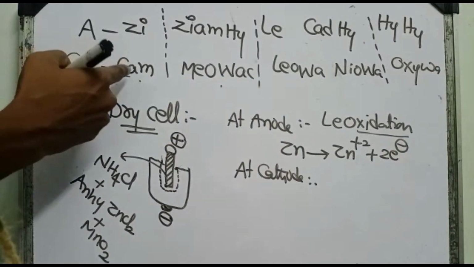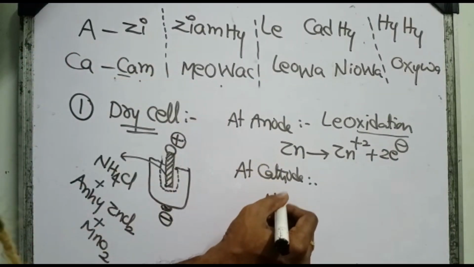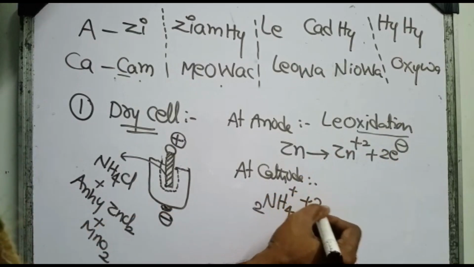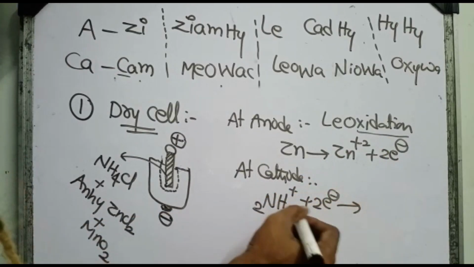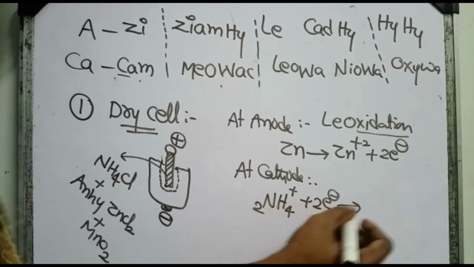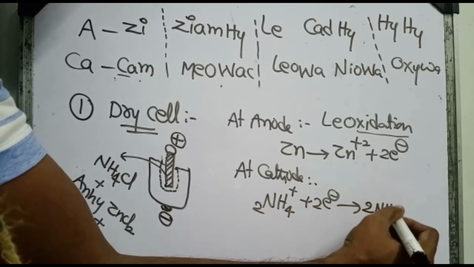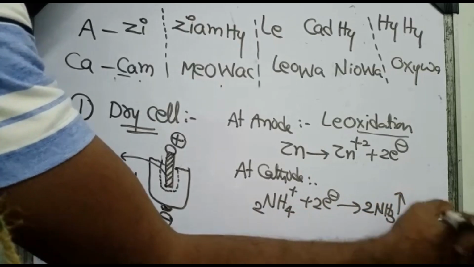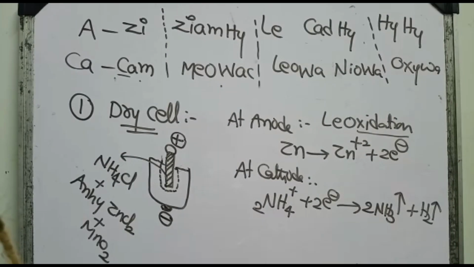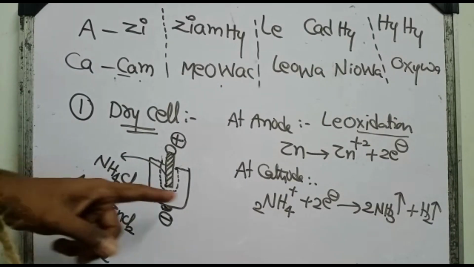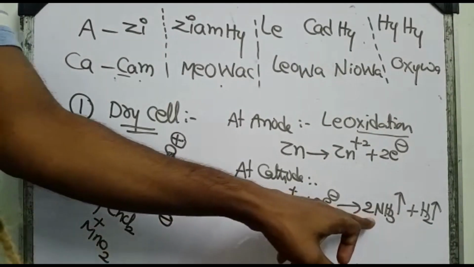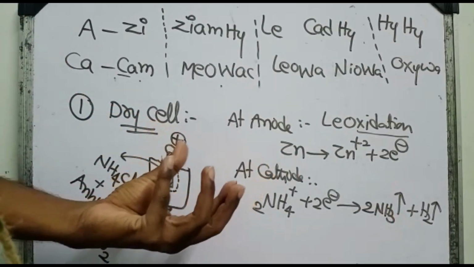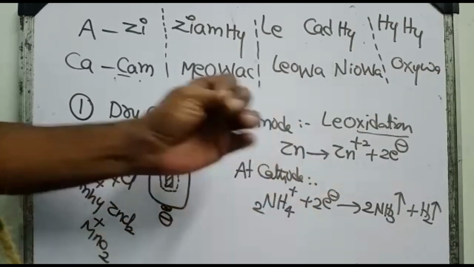Next, at the cathode, whatever comes outside is absorbed by the cathode. Here, ammonium acts as the cathode. Two moles of ammonium attract 2 electrons. Then 2 moles of ammonia come outside, and next, hydrogen gas comes outside. Suppose you take only ammonium chloride. Then gas comes out, and the size of the cell will increase.